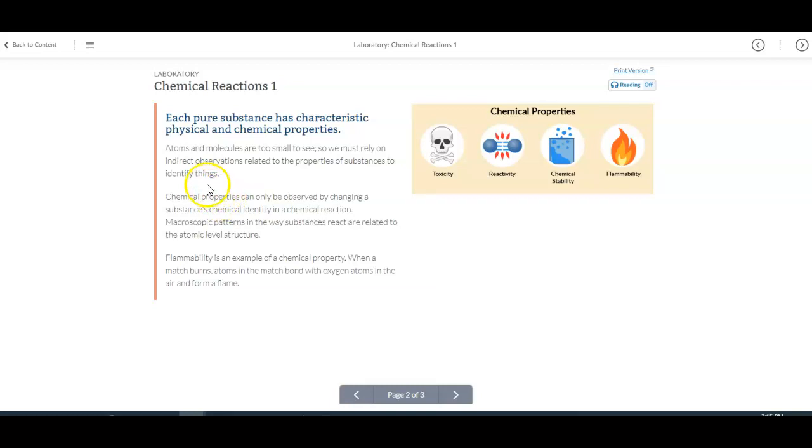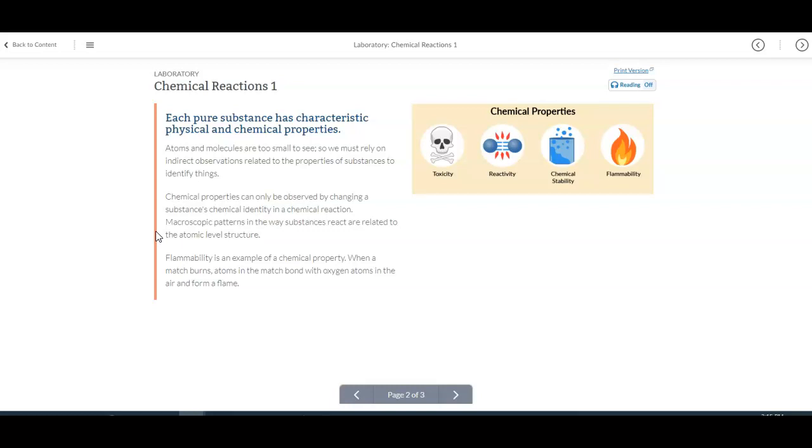And so this is just a reminder that chemical properties can be observed by changing the substance's identity in a chemical reaction. Macroscopic patterns in the way substances react are related to the atomic level structure. That's a big sentence there. What does it mean? It means if we undergo a chemical change and we create a new substance, if you remember back to counting protons, neutrons, electrons, if we change an element and it undergoes a reaction to become something new, that means the atomic structure has changed.